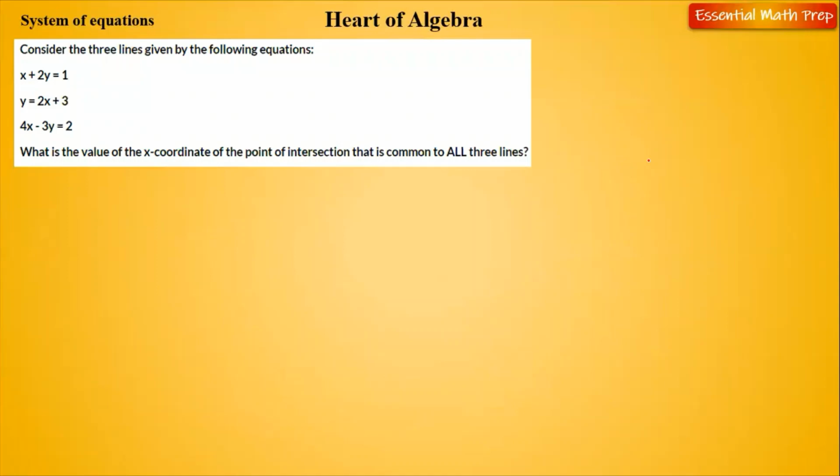All right, again, consider 3 lines given by the following equations: x plus 2y equals 1, y equals 2x plus 3, 4x minus 3y equals 2.